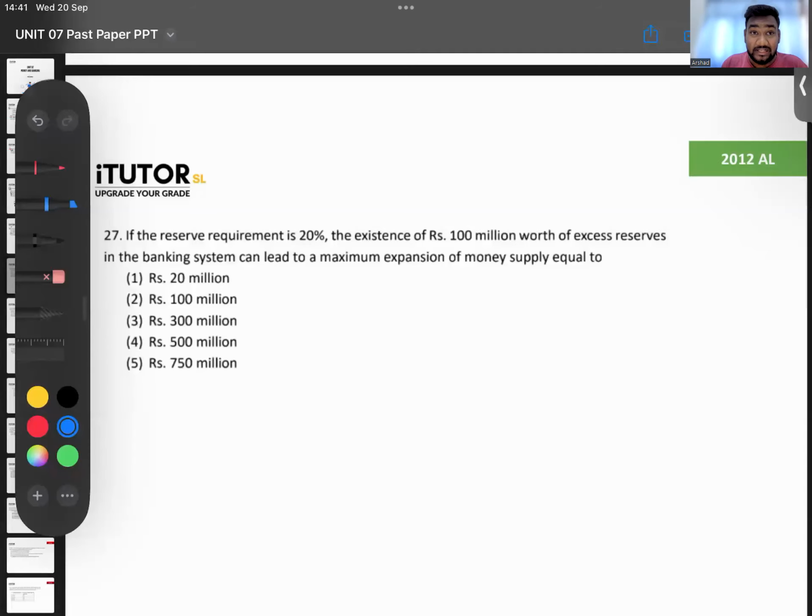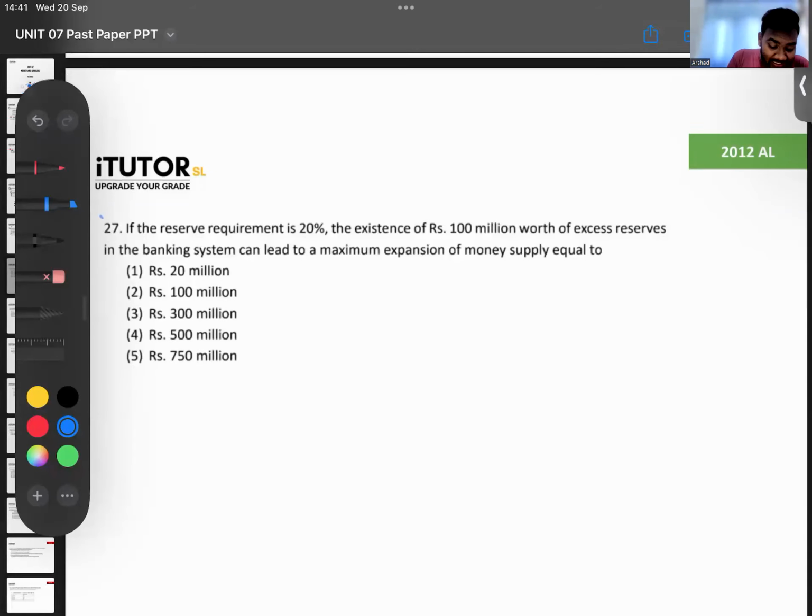Okay, 2012 A levels, question number 27. If the reserve requirement is 20%, so the central bank has said keep 20% of your deposits as reserve, the existence of 100 million worth of excess reserves in the banking system can lead to a maximum expansion of money supply equal to how much, guys?